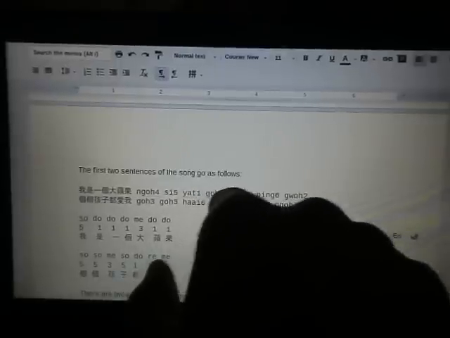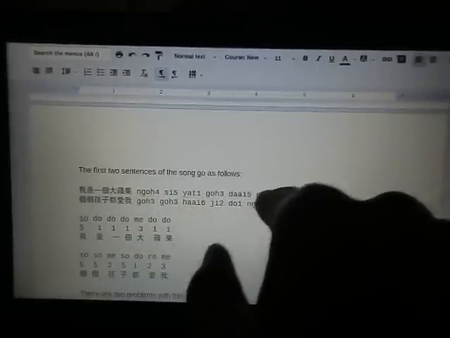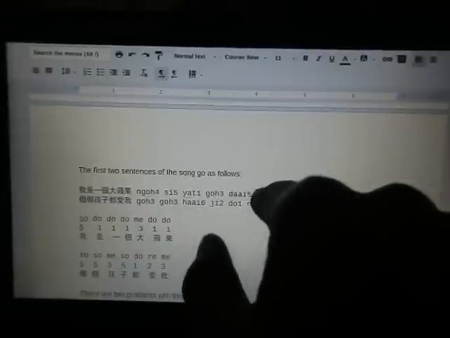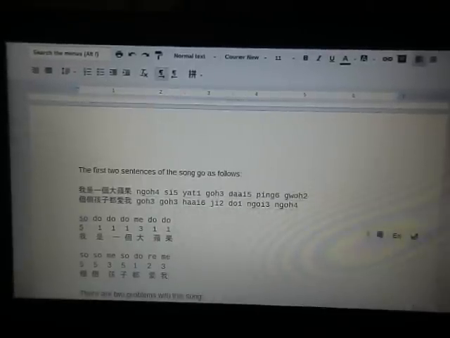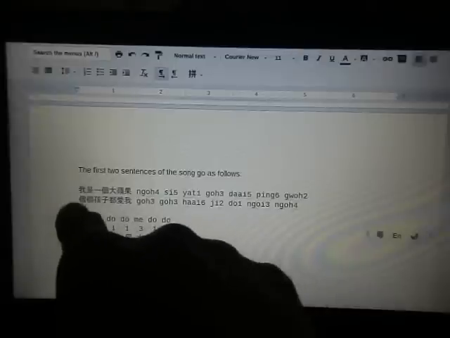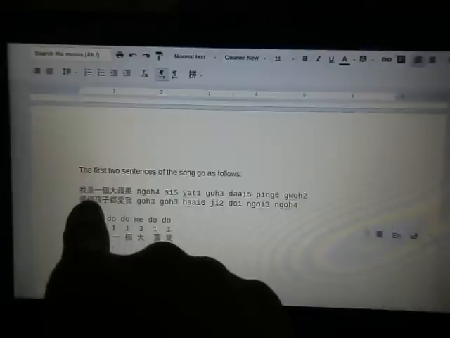我是一個大我是一個大拼我是一個大蘋果我是一個大蘋果我是一個大蘋果個孩子都愛我個 is the quantifying unit, but 個 here means each and every.